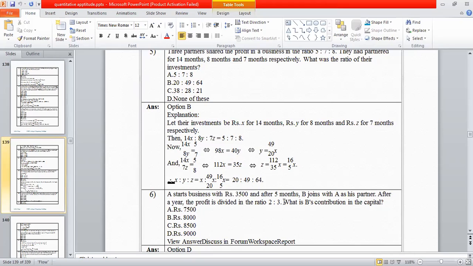3,500 and after 5 months B joins with A as his partner. After a year, the profit is divided in the ratio 2:3. What is B's contribution in the capital?